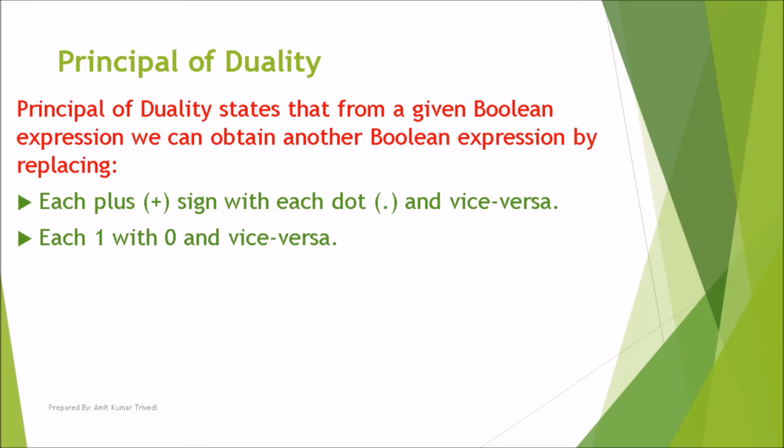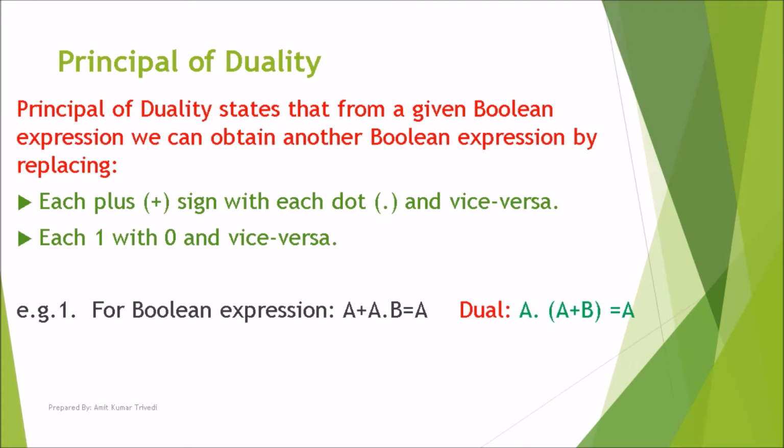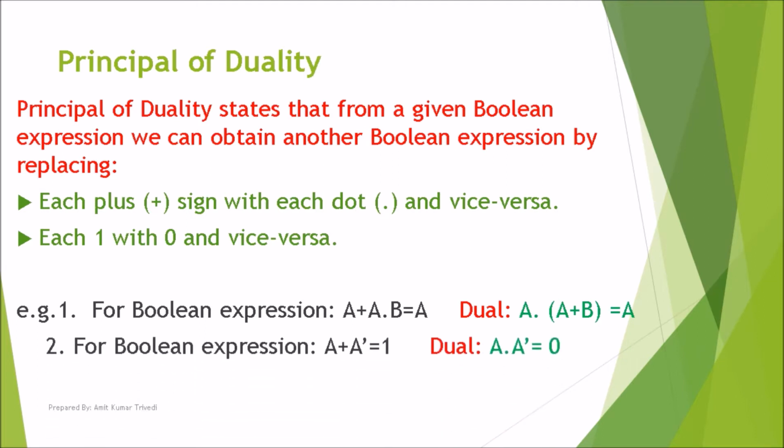Now we will see one example. For the Boolean expression a plus a dot b equals a, its dual will be a dot (a plus b) equals a. You can see in place of plus, dot is there in its dual, and in place of dot, plus is there. We will take another example.